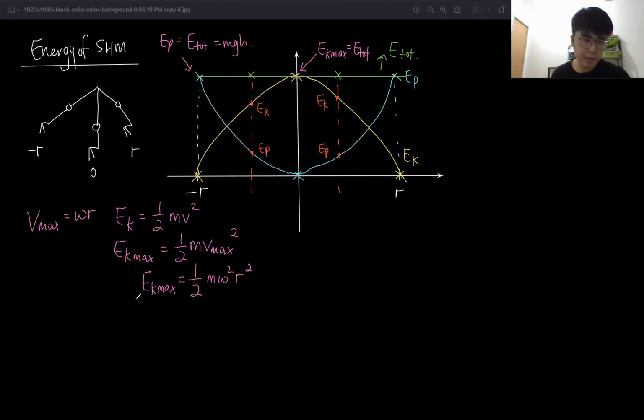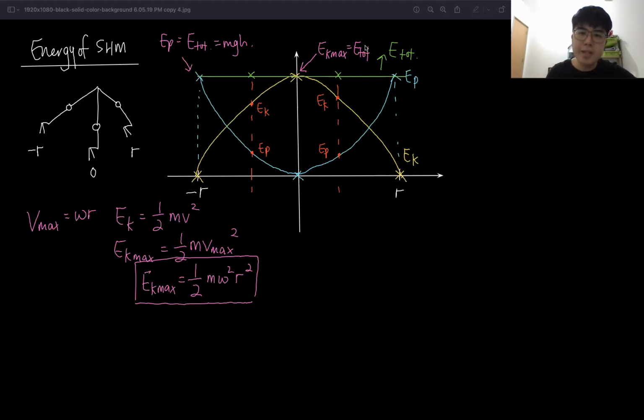Okay, so this is to find the maximum kinetic energy. If you know the omega, which is a constant, and if you know the maximum amplitude, then you can find the maximum kinetic energy. That equals the total energy as well. Usually we find the total energy from the kinetic energy or the potential energy. Why is the graph curved?